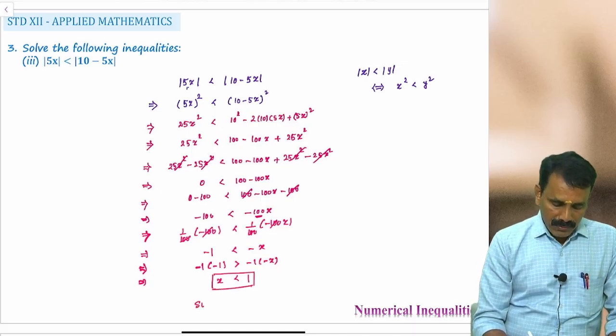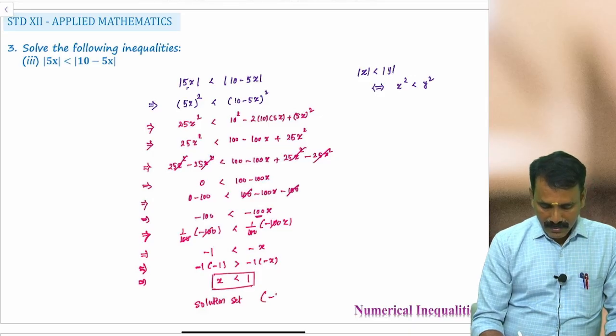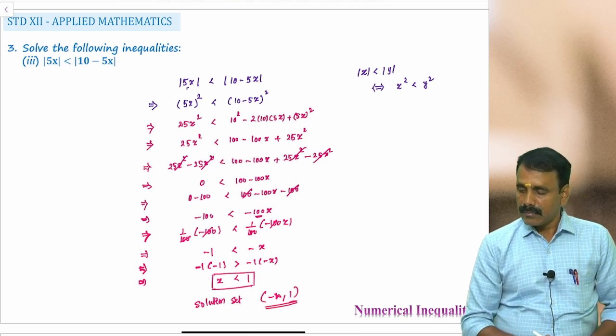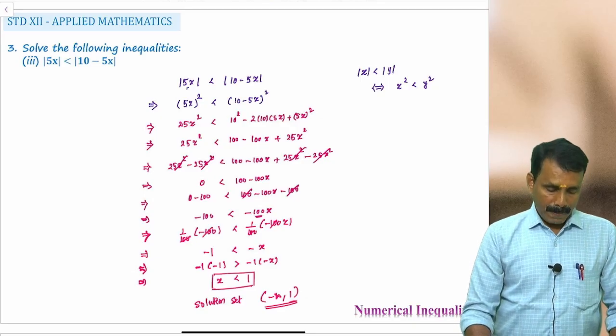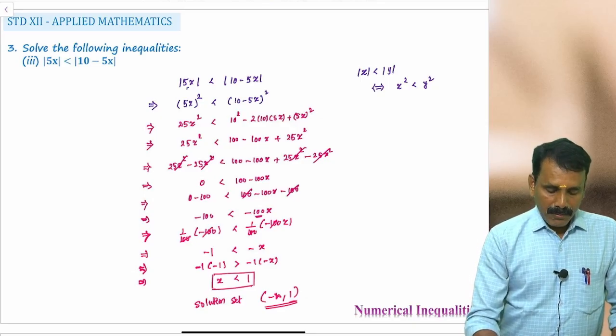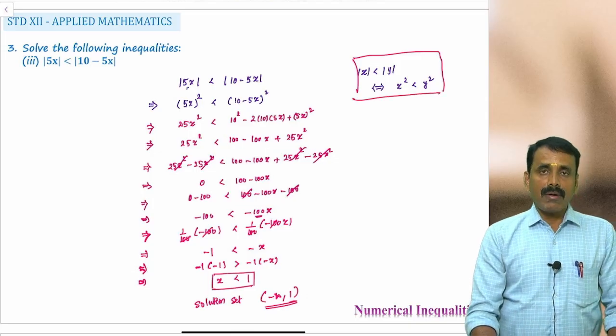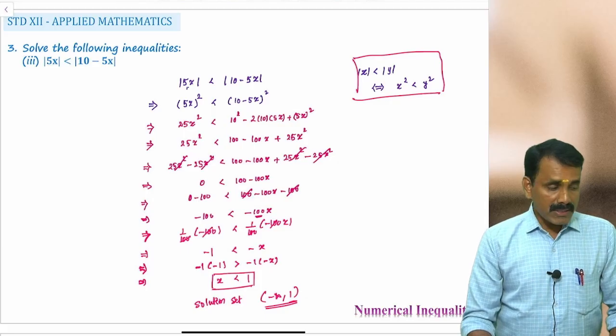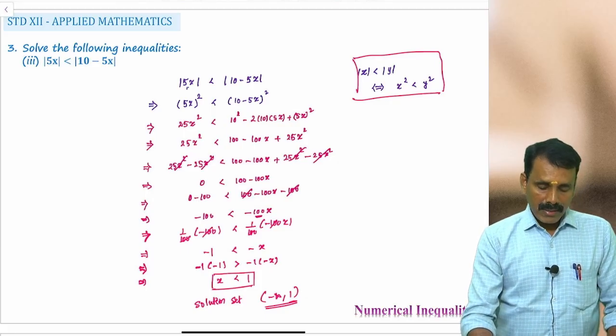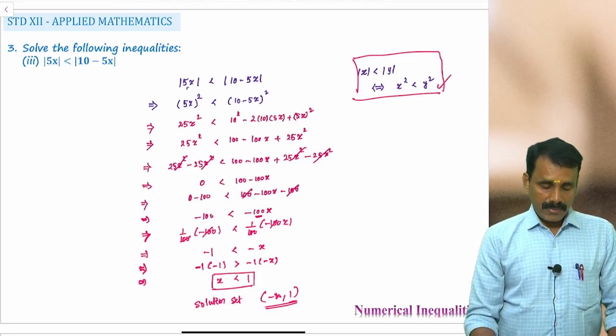So the solution set will be minus infinity to 1, open interval, 1 is not included. Is it clear? Now, in this problem, we are making use of this identity: mod x is less than mod y implies and is implied by x square is less than y square. This is possible only when x square is less than y square.